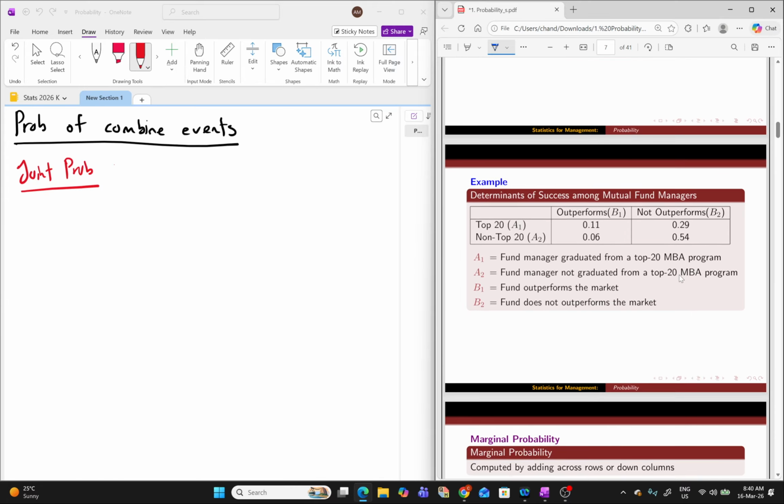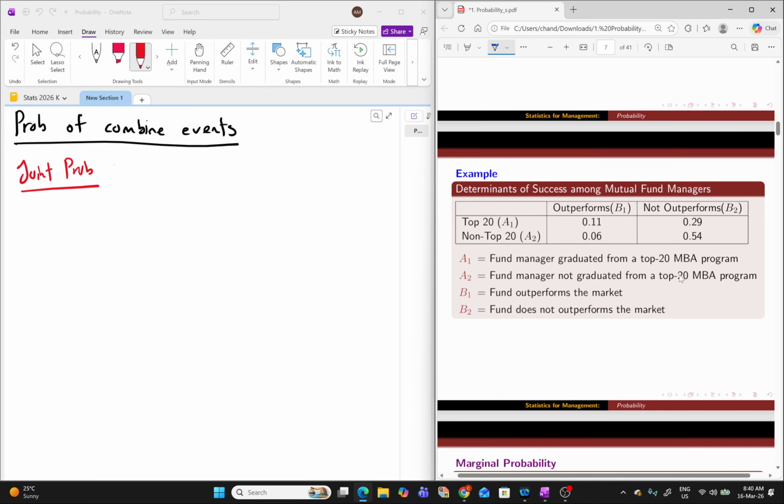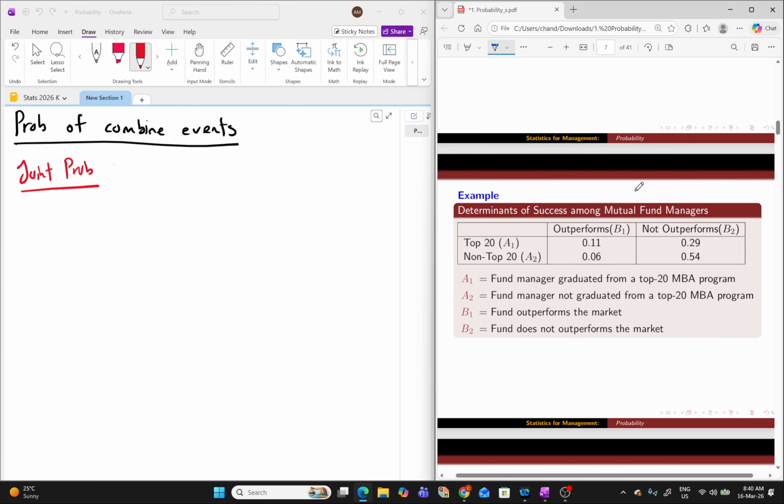If you look at this example here, determinants of success among mutual fund managers. I'm going to denote this: a fund manager graduated from a top 20 MBA program, I denote by A1. A2 is a non-top 20 MBA program. Fund outperformed the market, B1, not outperformed, B2.